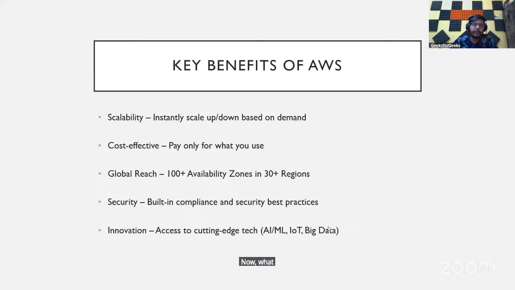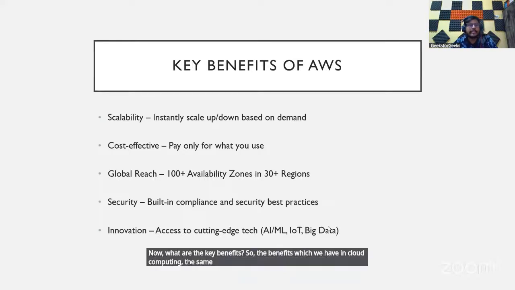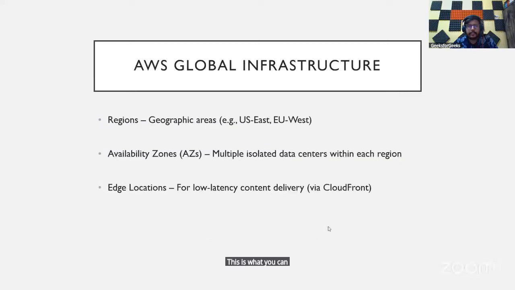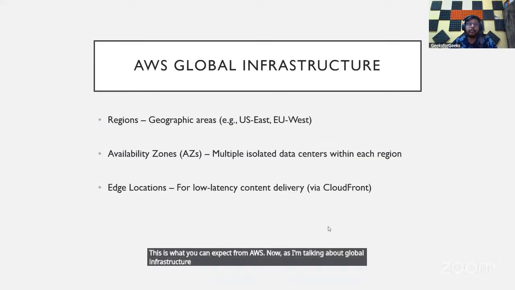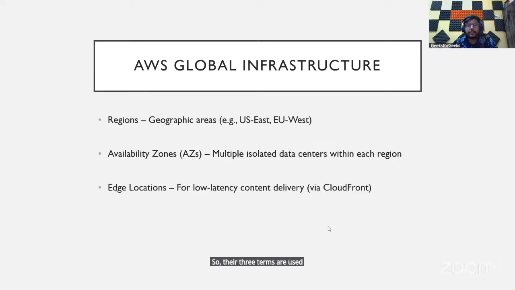Now, what are the key benefits? The benefits which you have in cloud computing, the same goes over here as well: scalability, cost effectiveness, global reach, security, and innovation. This is what you can expect from AWS. Now, as I'm talking about global infrastructure, what exactly is the global infrastructure? There are three terms used: regions, availability zones, and edge locations.